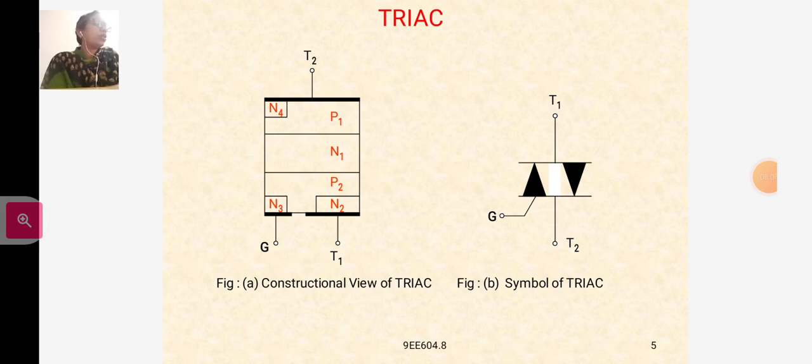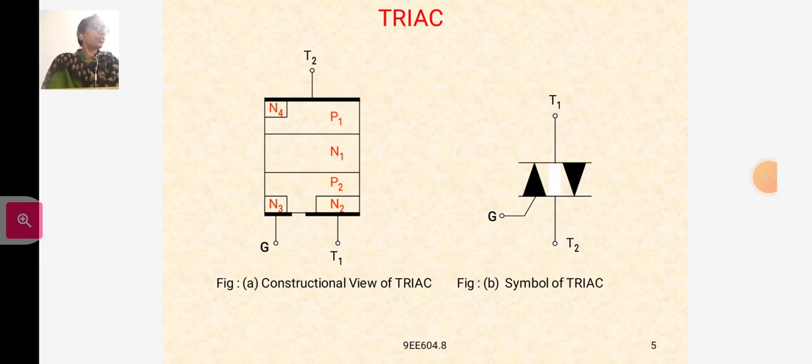So hence it is called a bidirectional device. In this diagram, you can observe the PN layers: the P1 material is doped with N4, and at the P2 semiconductor material, N2 and N3 are also doped. So here is the construction view of the triac.